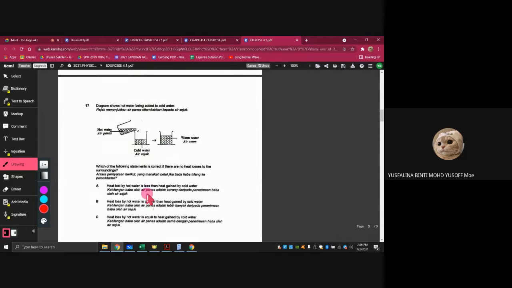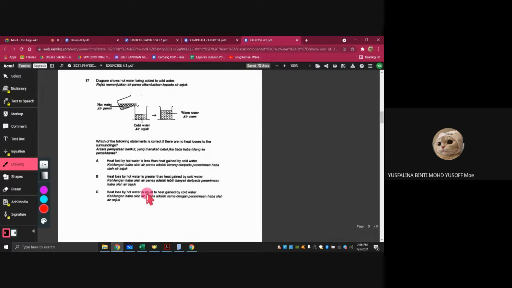For the next one, number 17 also, it says which of the following statements is correct if there are no heat losses to the surroundings? No heat loss means the heat gain is equal to the heat loss. So the answer should be that the heat loss by the hot water is equal to the heat gain by the cold water. So the answer should be C. There is no heat loss to the surroundings; all the heat lost is received by the cold water. So number 17 is C.